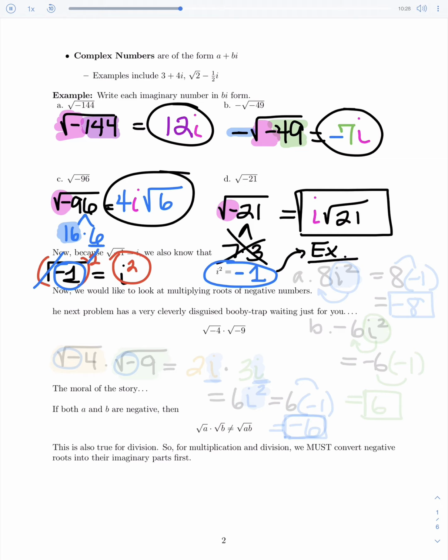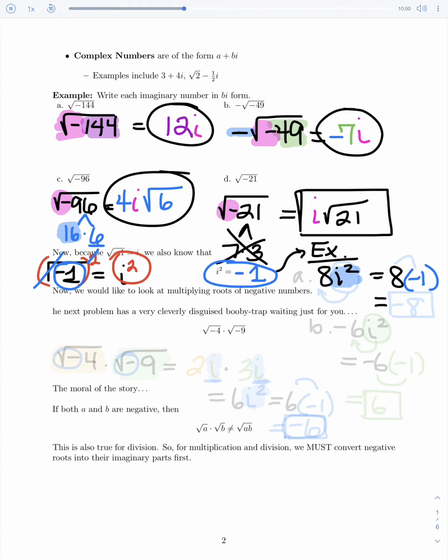Well, what that means is if I have, let's say, an 8i squared, I can replace the i squared here with a negative 1. So we'll leave the 8 alone and just swap that i squared for a negative 1. We'll put parentheses around it when we make the swap.